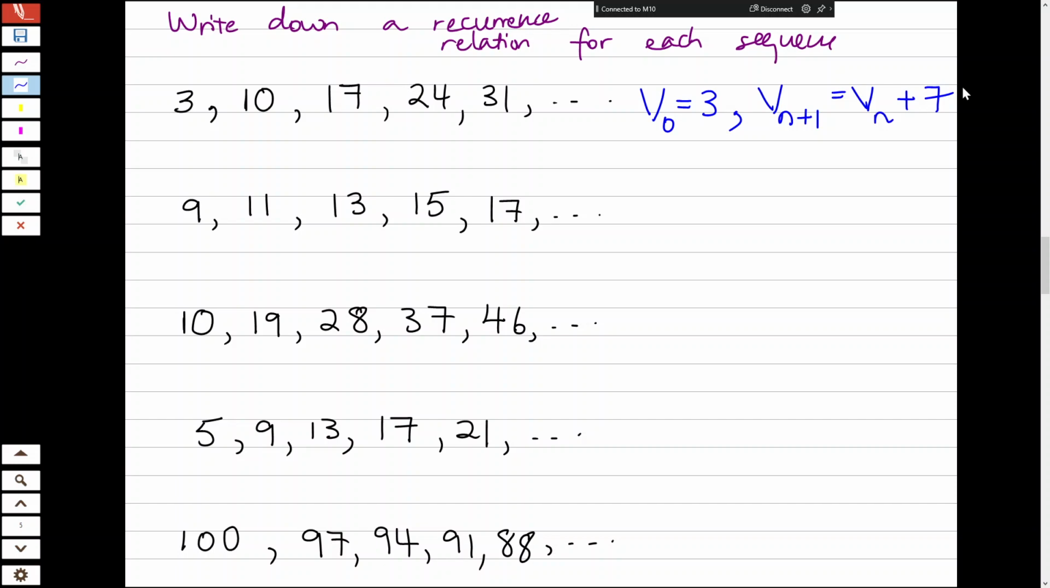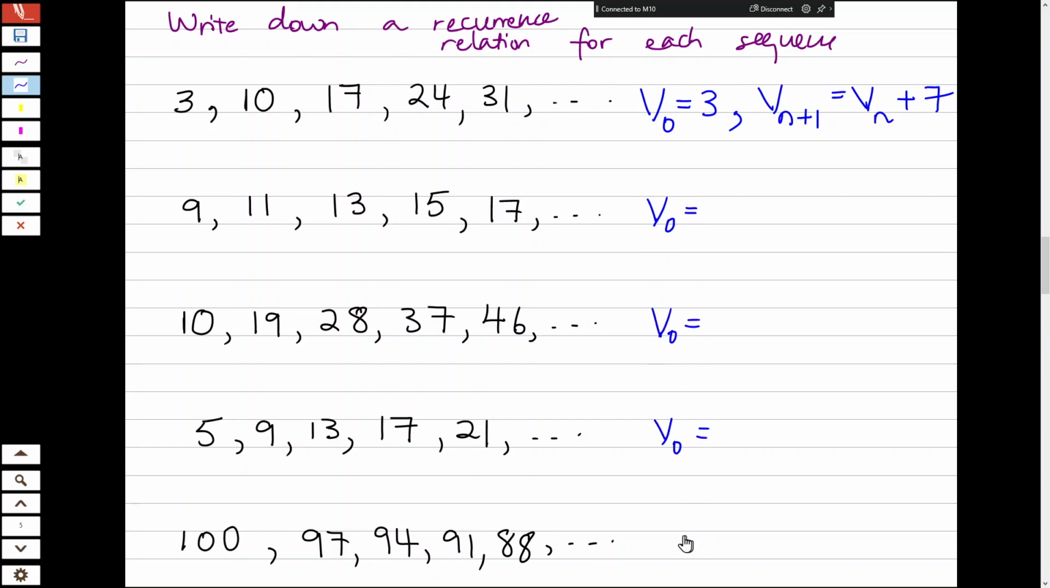Okay, year 11s, let's bring it back. All right. So this is an important skill for you to master.